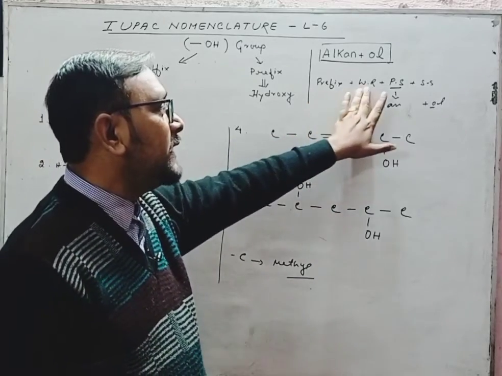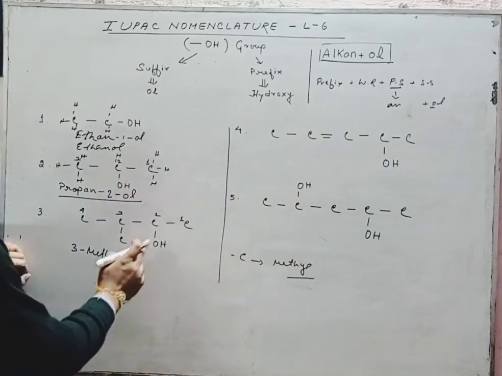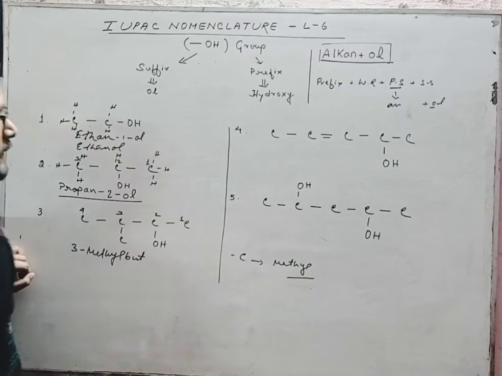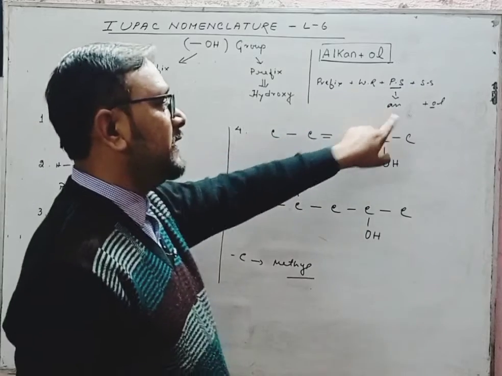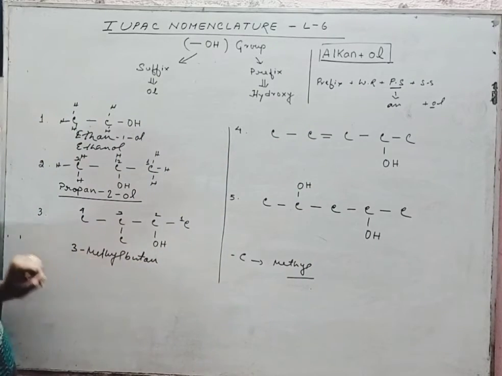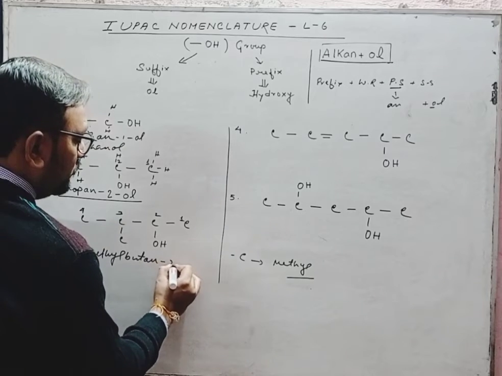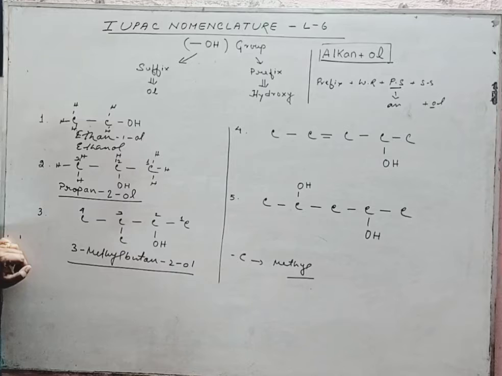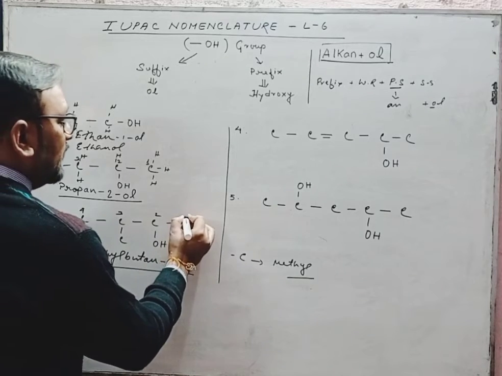Okay, so what I will write? I will directly move to the word root. Now what is the word root? Meth, eth, prop, but. So I will write but. Okay, then the primary suffix an. Here I am using an. Now what is the position of this OH? Yes, 2. So I will write ol. 2-methylbutan-2-ol is the name of this compound. Clear all of you? And finally give the hydrogen.